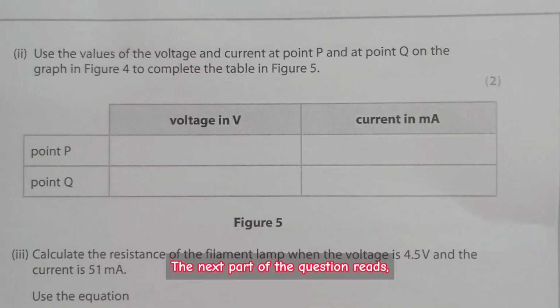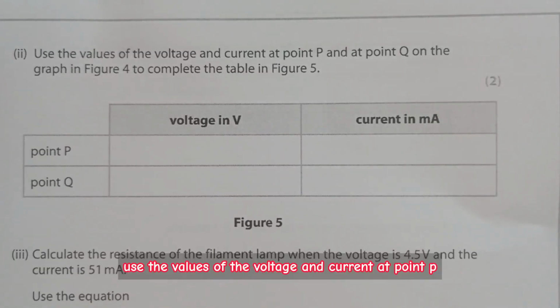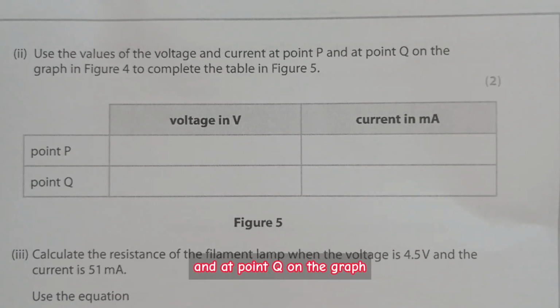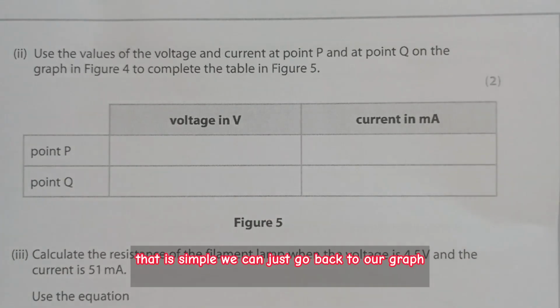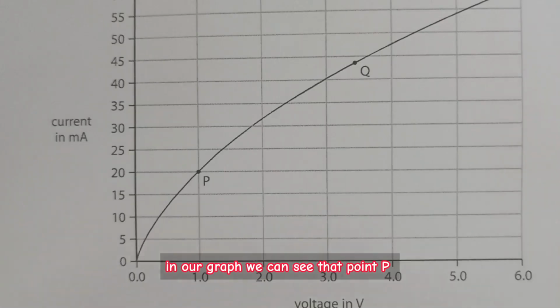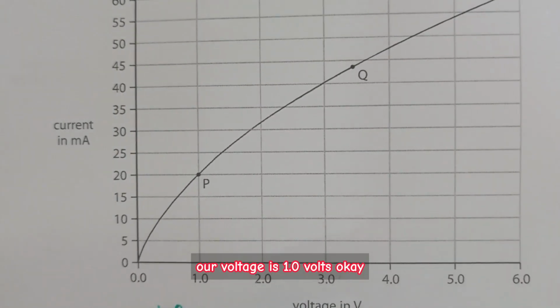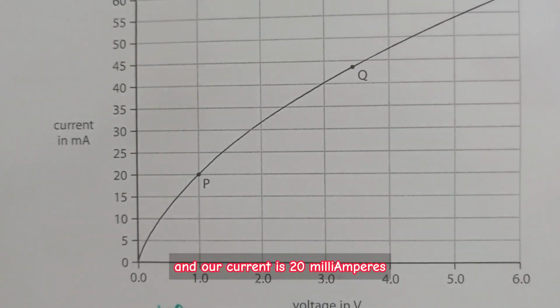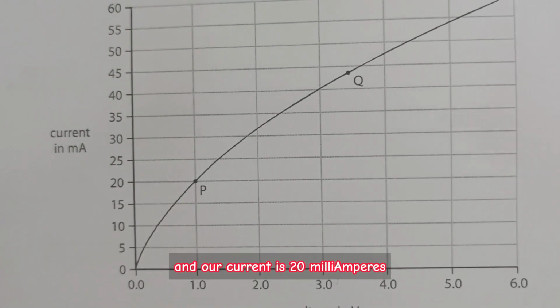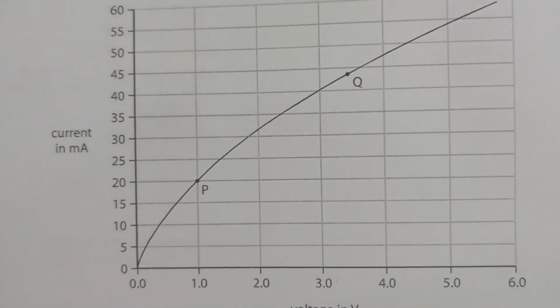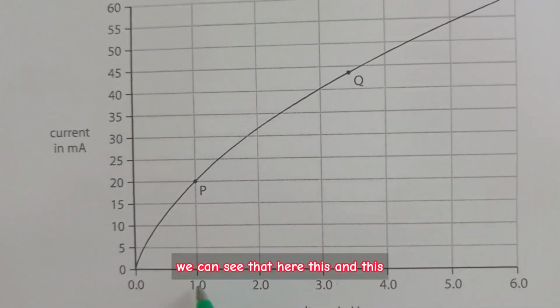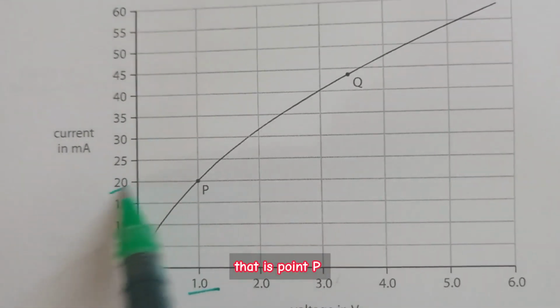Next part of the question reads, use the values of the voltage and current at point P and at point Q on the graph in figure 4 to complete the table in figure 5. Now, that is simple. We can just go back to our graph. At point P, our voltage is 1.0 volts and our current is 20 milliamperes. You can see that here, this and this, that is point P.